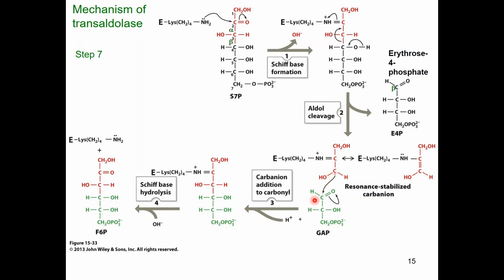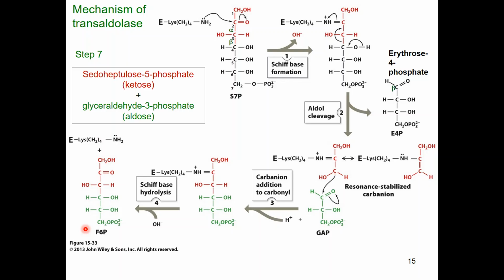It's nucleophilic. It will attack the electrophilic carbonyl group, the aldehyde group of glyceraldehyde 3-phosphate, to produce fructose 6-phosphate, right? To transfer this 3 carbon fragment on top of glyceraldehyde 3-phosphate to form fructose 6-phosphate. So again, we started with a 7 carbon ketose and a 3 carbon aldose, and as a result, we formed a 4 carbon aldose and a 6 carbon ketose.